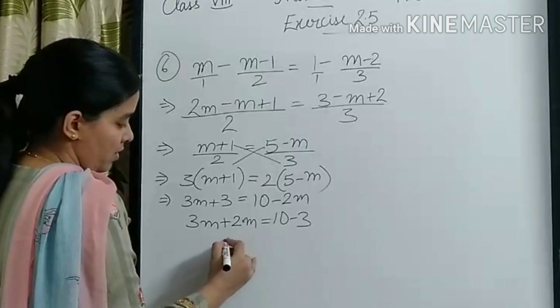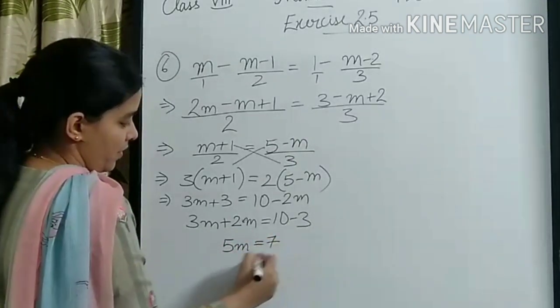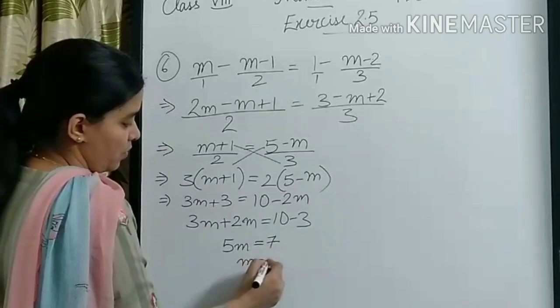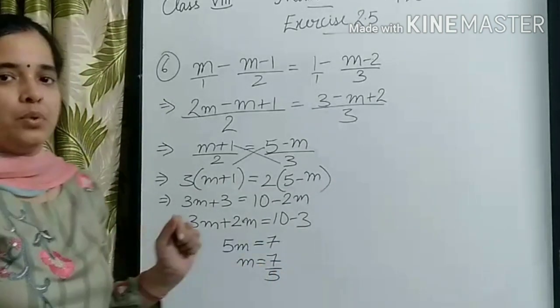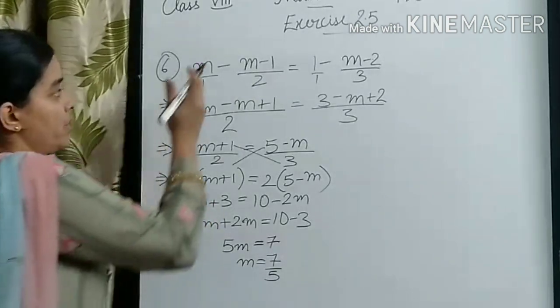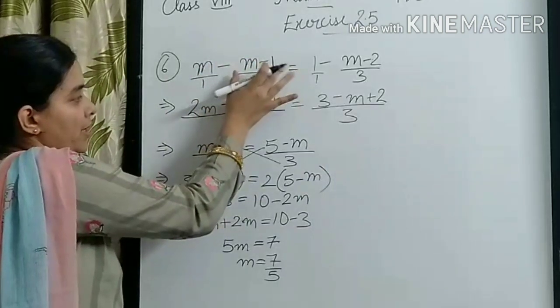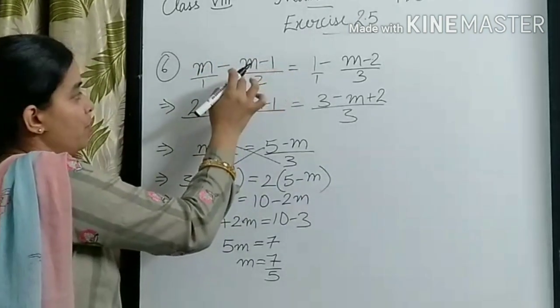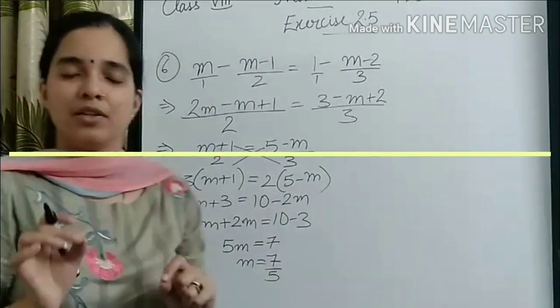3m plus 2m will give 5m. 10 minus 3 will be 7. So m is equal to 7 upon 5. So in this way we will do this question. So what we have learned in this question, whenever there is minus sign outside and you open up the bracket or you multiply, whatever you do, always remember to change the sign. It is very important thing to learn.